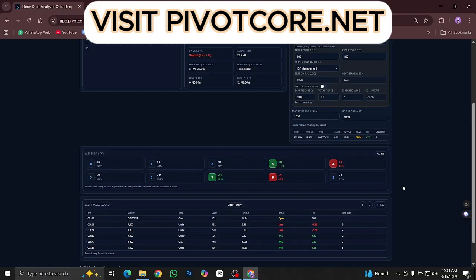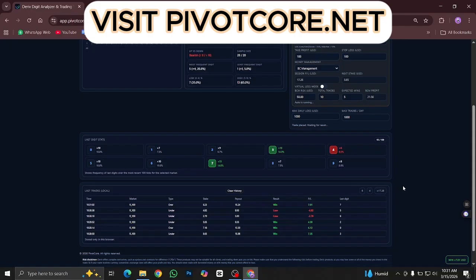You can see how the interface gives you a clear view of your profits and losses in real time. This is the future of Deriv trading, taking the guesswork out and letting the data lead the way. As you can see from our results, we hit our target.